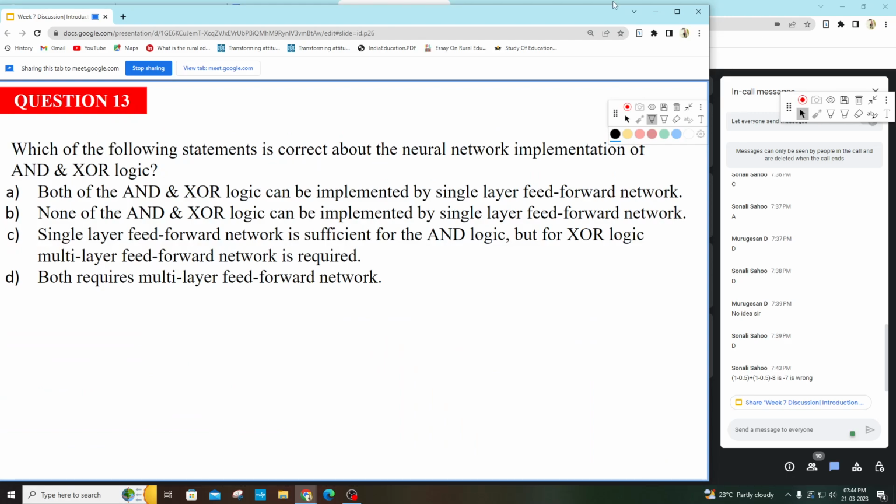Which of the following statements is correct about neural network implementation of AND and XOR logic? So AND logic, you have seen this. And what about XOR? Let's form the truth table of XOR. XOR is not of OR. So let it be x1 here, and let it be x2 here, and this is for OR, and this is for XOR, right?